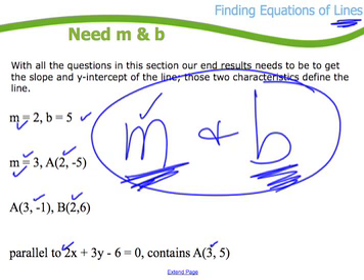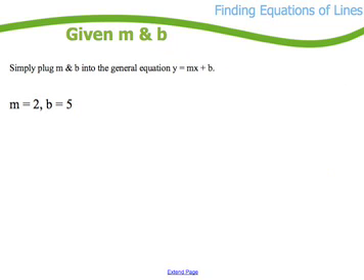So we'll go through each of these four examples and show you the little tricks or the tools that you can use in order to find them and then give the equation for the line. The first one's a nice easy one. It says find the equation of a line that has a slope of 2 and a y-intercept of 5.